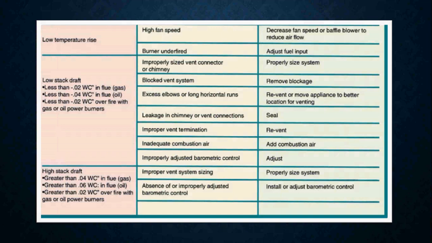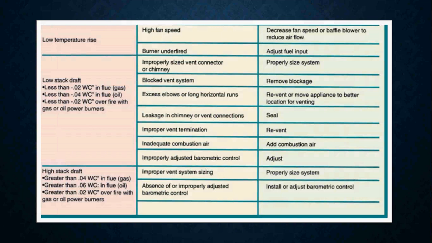If you have low temperature rise on a furnace like that, or a low stack draft less than negative 0.02 in the flue, or negative 0.04 in the flue, you're going to want to check maybe for a blocked venting system. Maybe you have too many elbows, or the flue pipe has just run too long. You're going to want to look into all of those things.